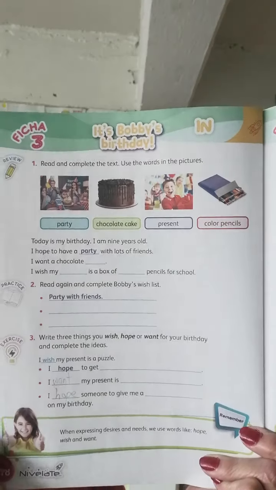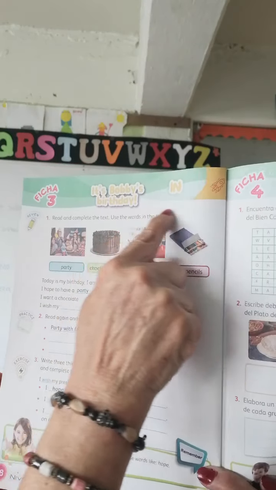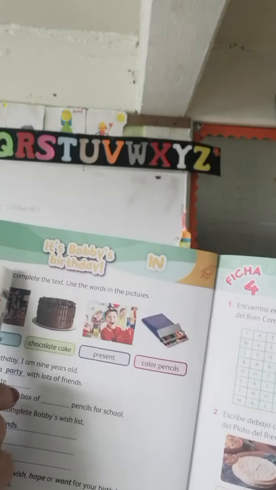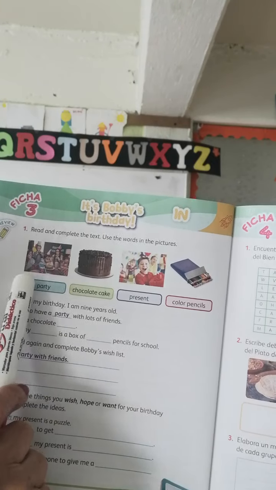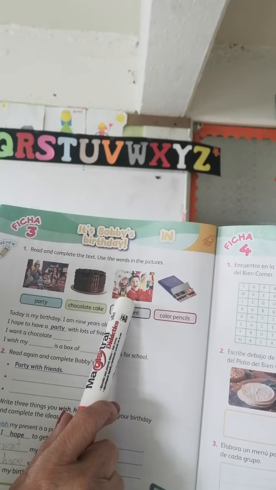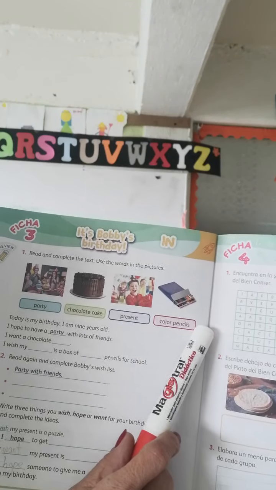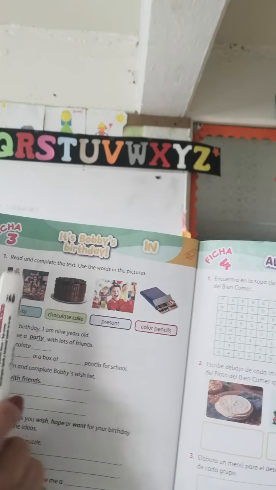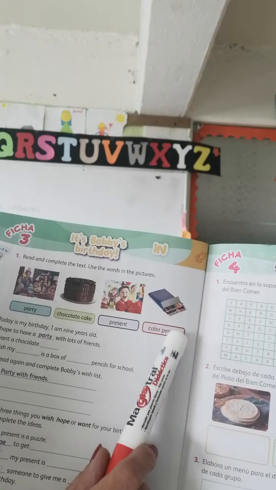Okay, kids, you are going to write the date at the top of the page. The date is too important. Remember, today is Tuesday, September 1st, 2020. And you are going to write here the date, and then we are going to check the vocabulary words. We have here party, chocolate cake, present, color pencils. Okay? You know the meaning of these words. Okay, again, party, chocolate cake, present, color pencils.